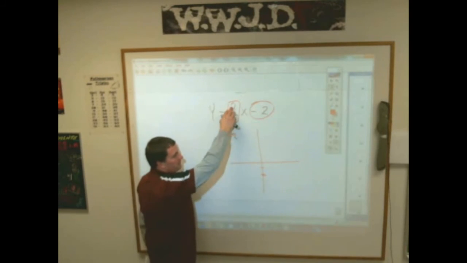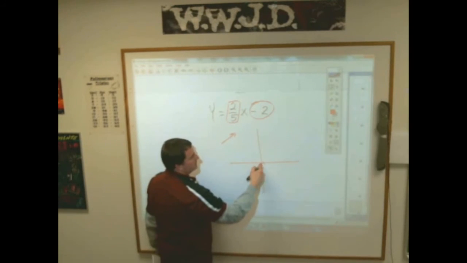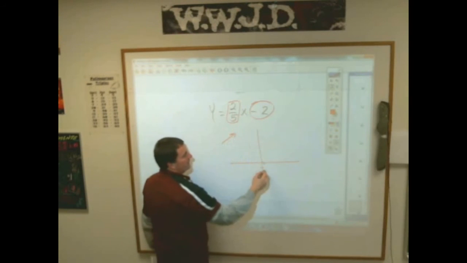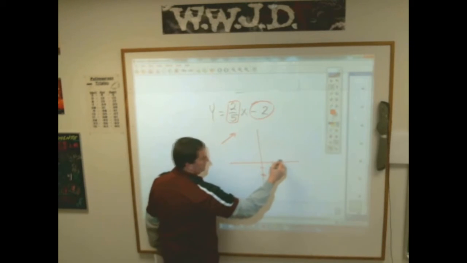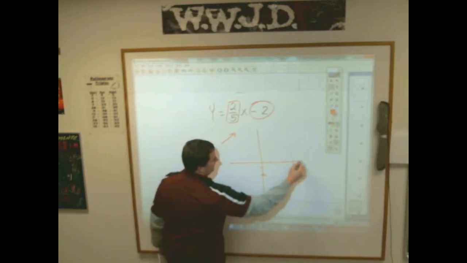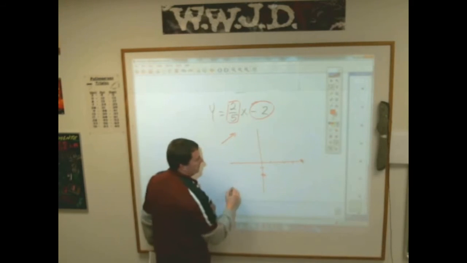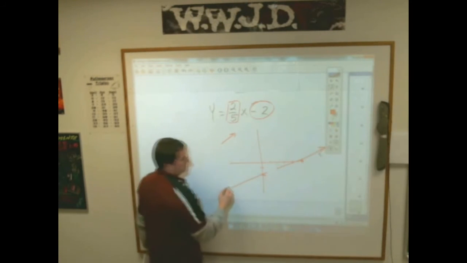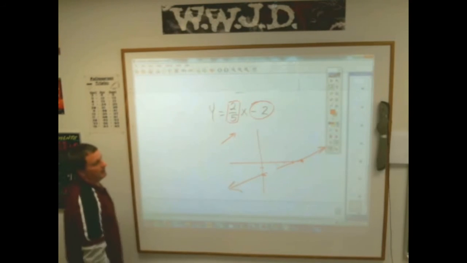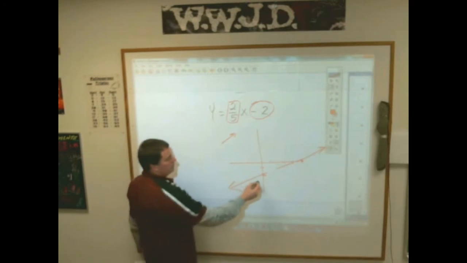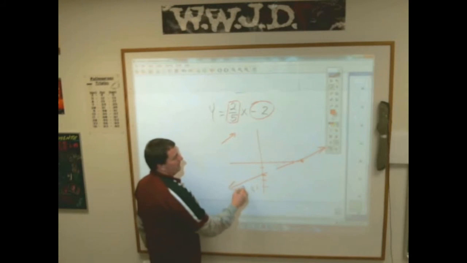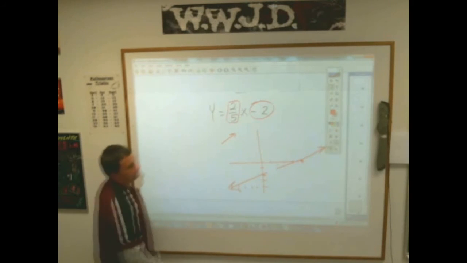Up or down 2 doesn't matter. Up 2 gets me back to this point here, over 5. 1, 2, 3, 4, 5. Second dot right there. Your line should look like that. If you went down 2, you have to go over 5 this way.